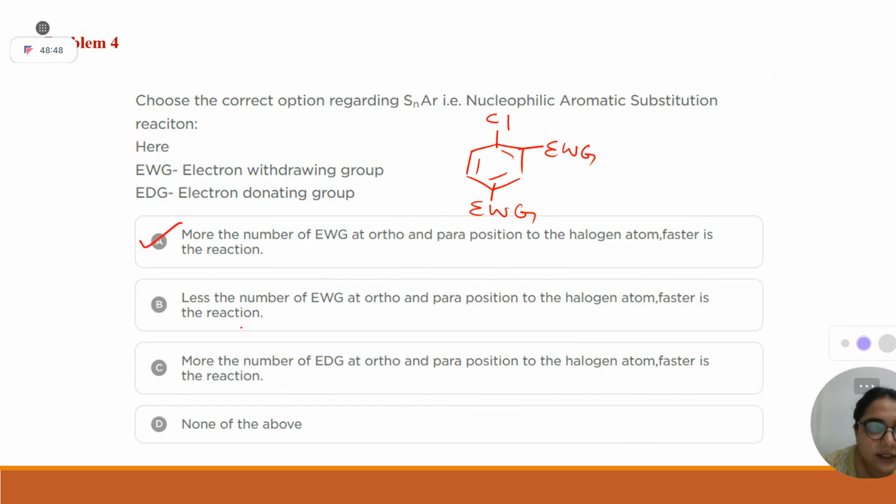Okay. Now let's read another statement. Less the number of electron withdrawing groups at ortho and para position to the halogen atom, faster is the reaction. Yes or no? No, ma'am. Very good. In option C, they are saying more the number of electron donating groups at ortho and para position, faster is the reaction. Yes or no? No, ma'am. So the only correct answer is option A.